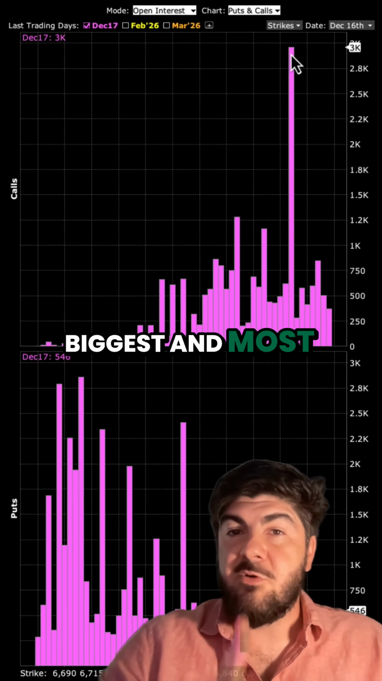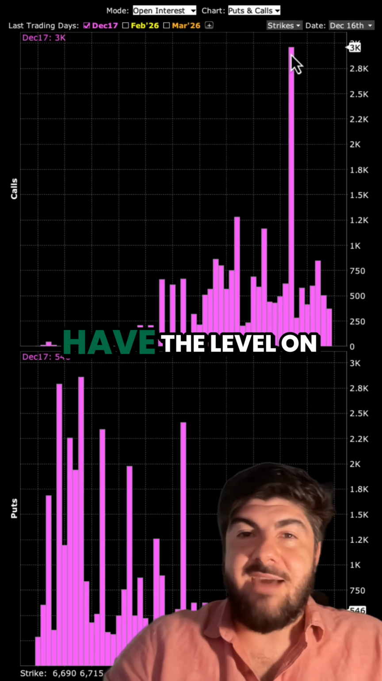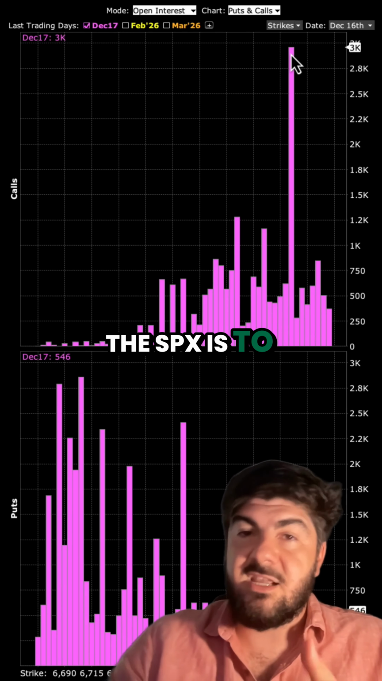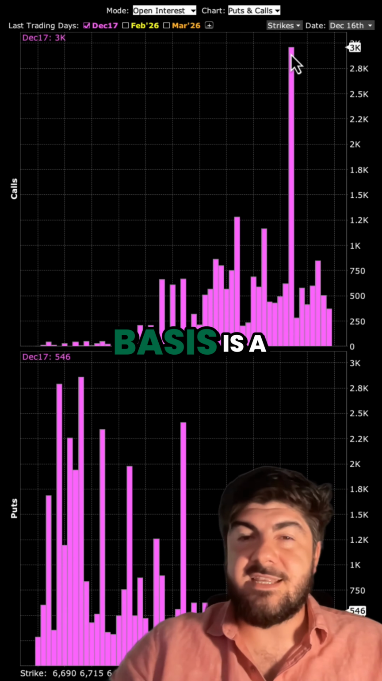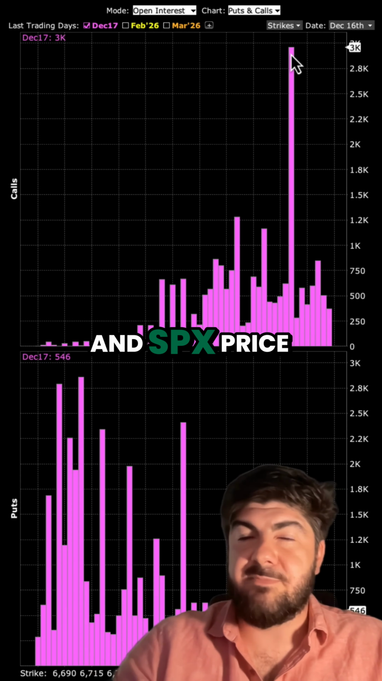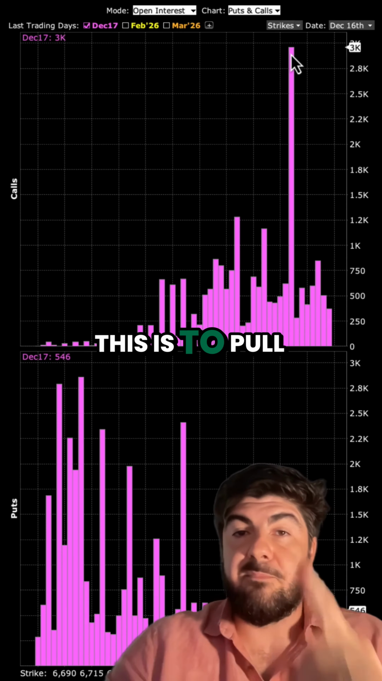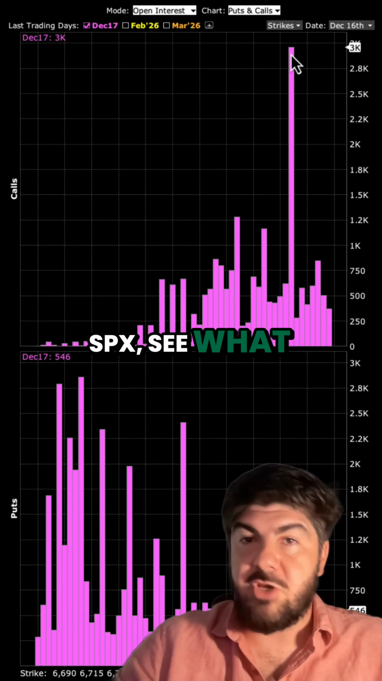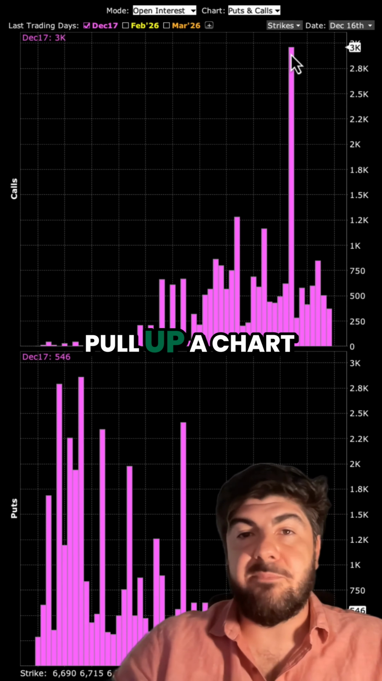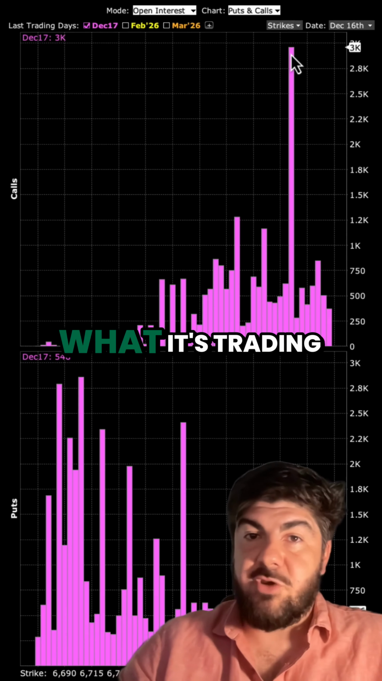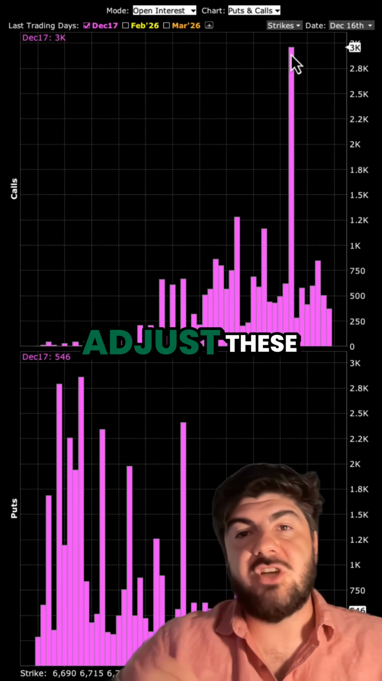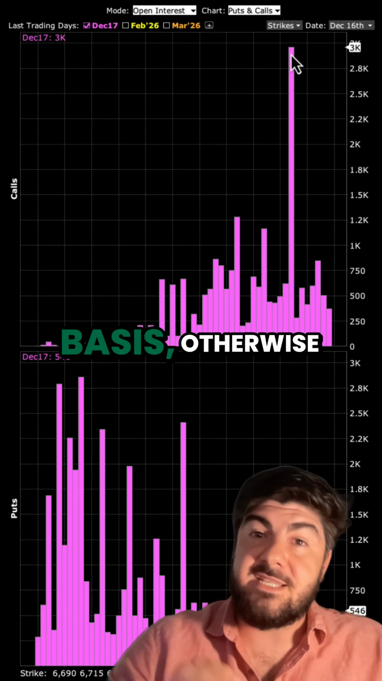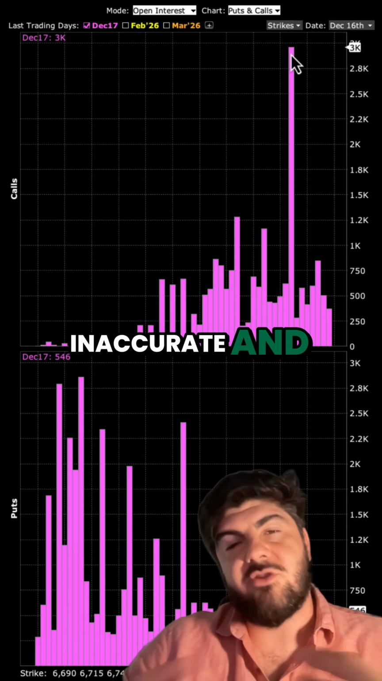One of the biggest and most important things to do, once you have the level on the SPX, is to convert it to the ES by taking account for basis. Basis is the difference between the ES and SPX price. The way to do this is to pull up a chart of SPX, see what it's trading at on the index, pull up a chart of ES, and see what it's trading at. Subtract those prices. That's your basis. You have to adjust these levels to take into account basis. Otherwise, they'll be inaccurate and your levels will be off.